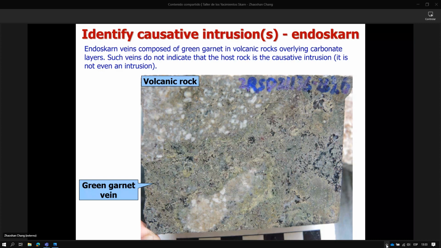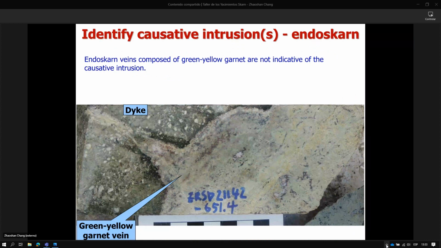Another example is still Rogazna in Serbia, and that's a fully intrusion-hosted skarn, and still it goes into the intrusion, but you still see those are green garnet, not colored. Just watch out, you want to look for the red garnet veins as the indication.